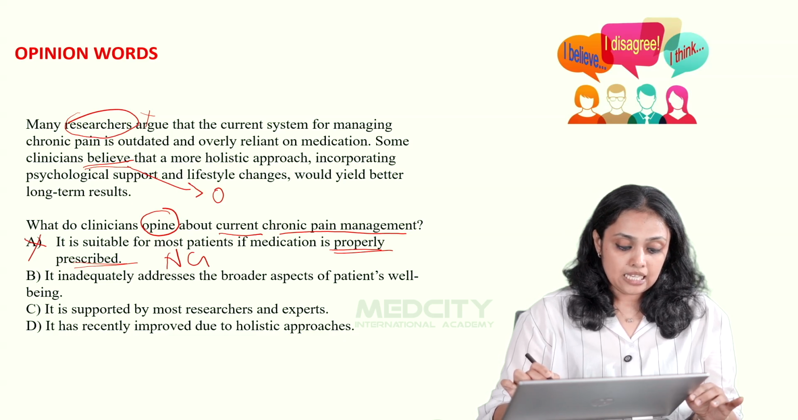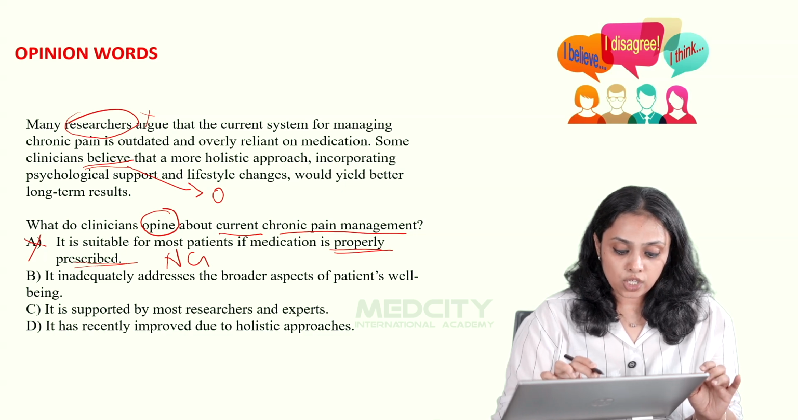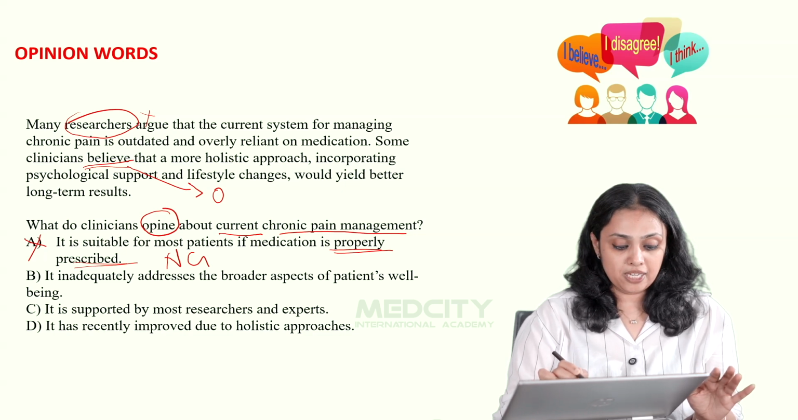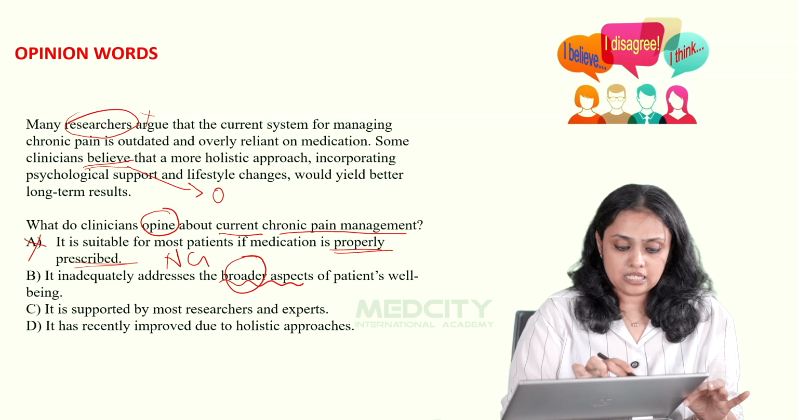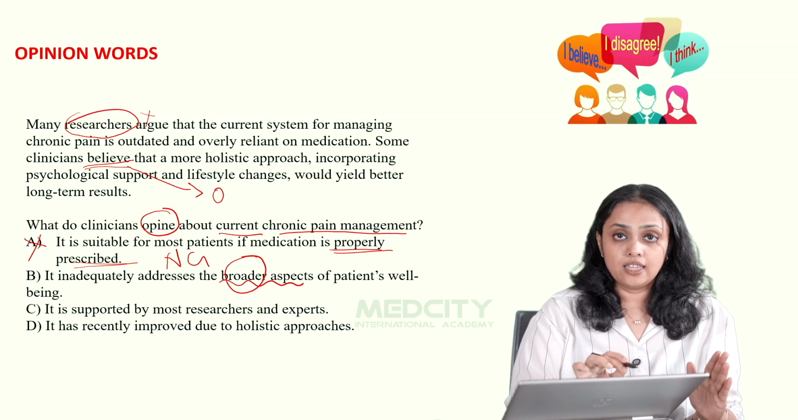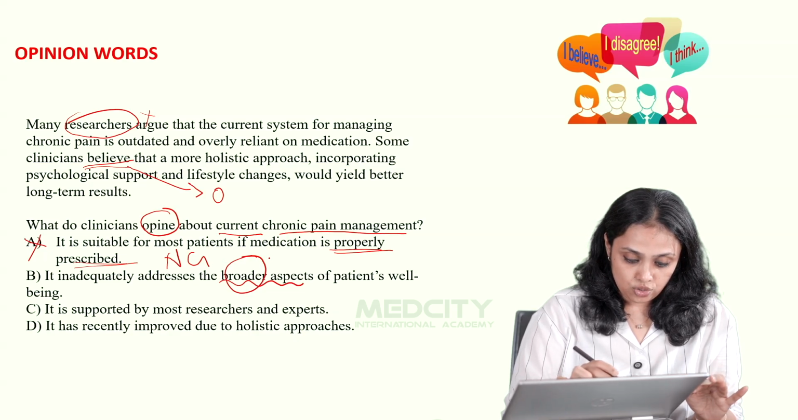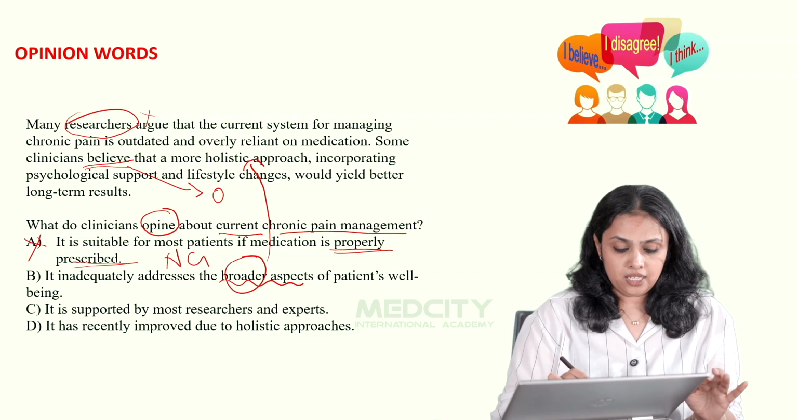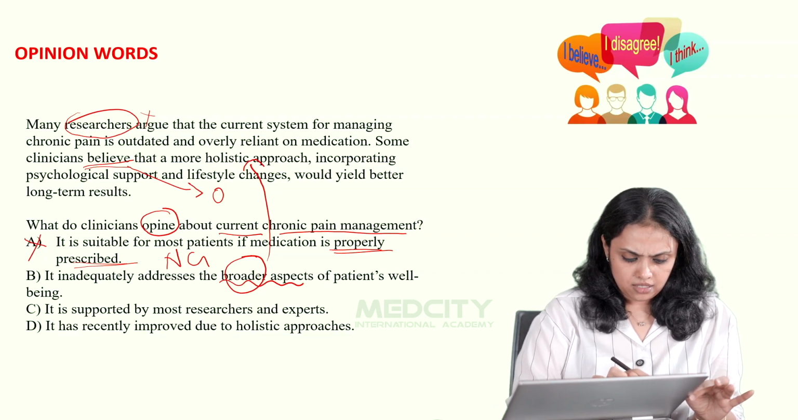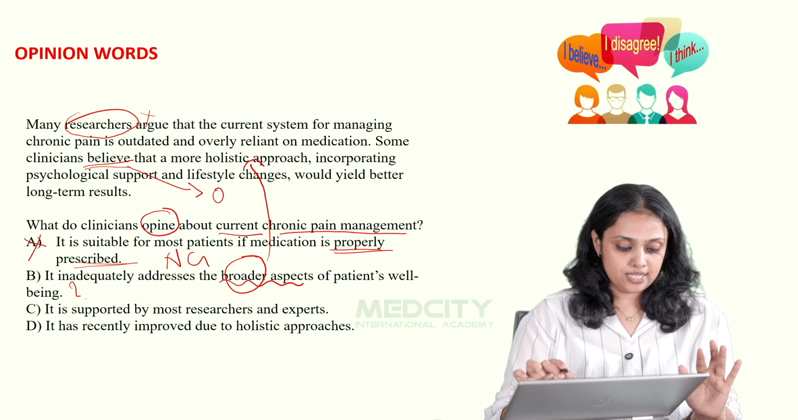Next, option B. It here refers to the current chronic pain management. Okay, it inadequately addresses the broader aspects of patients' well-being. Actually, in the extract, we can see the clinicians believe that there needs to be a more holistic approach. That is what they have paraphrased to broader. So that can be a probable answer. Let's put it on hold. Let's not decide or confirm. We need to go through the other options as well.